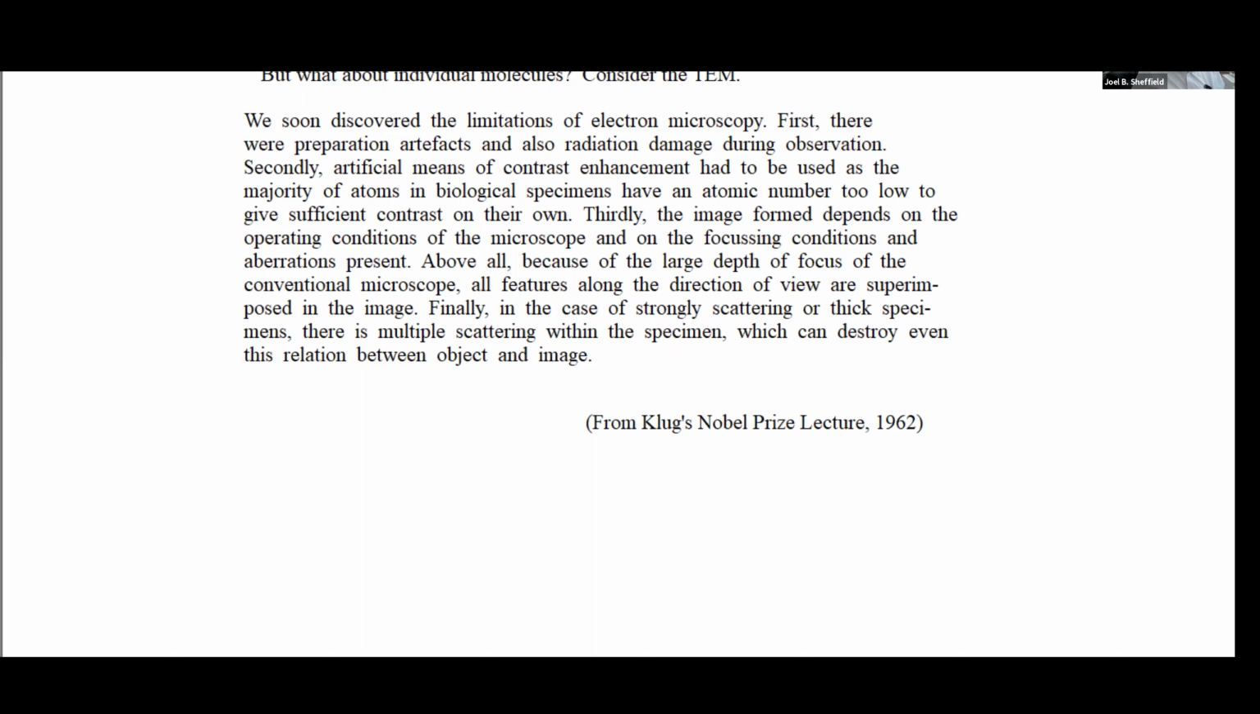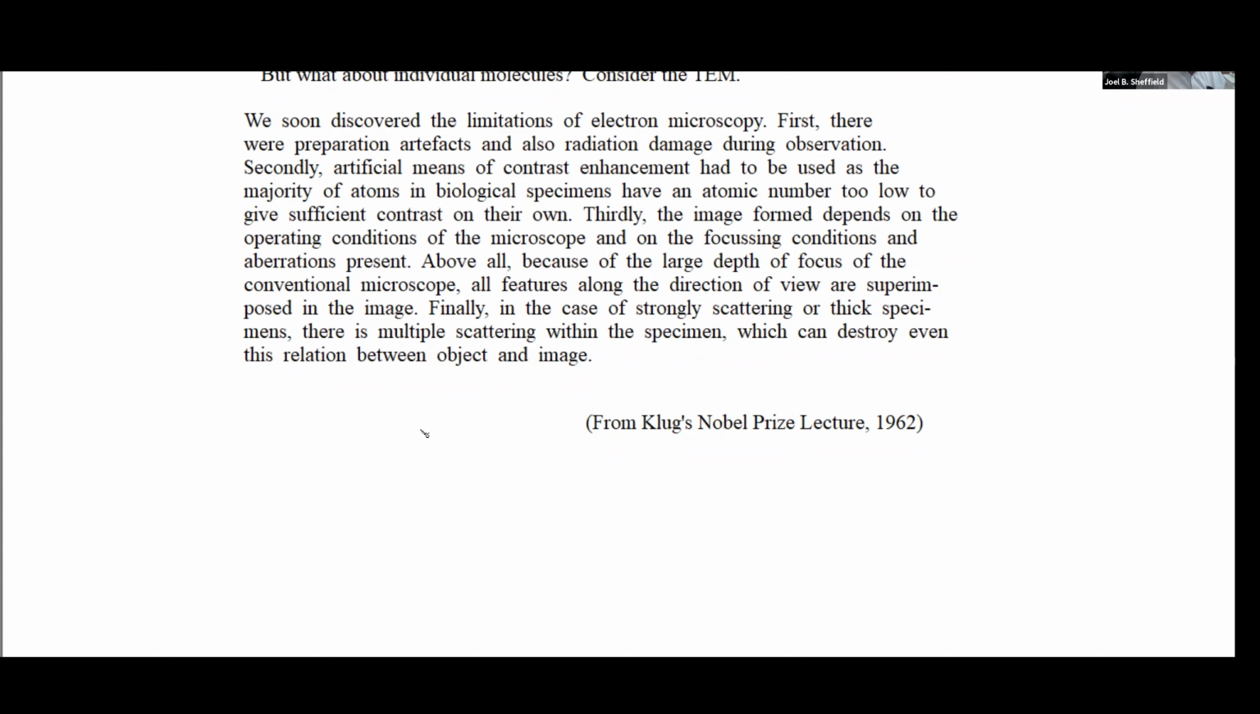Because of what he's describing here. This is from, again, Klug's Nobel Prize lecture. He says there were preparation artifacts, and radiation damage during observation. There was a problem in that the samples had to be evacuated, sitting in a high vacuum, and whatever water there was removed, so that they were, in a certain sense, in completely artificial environments. And then there were lots of other issues with the physics of the electron microscope.